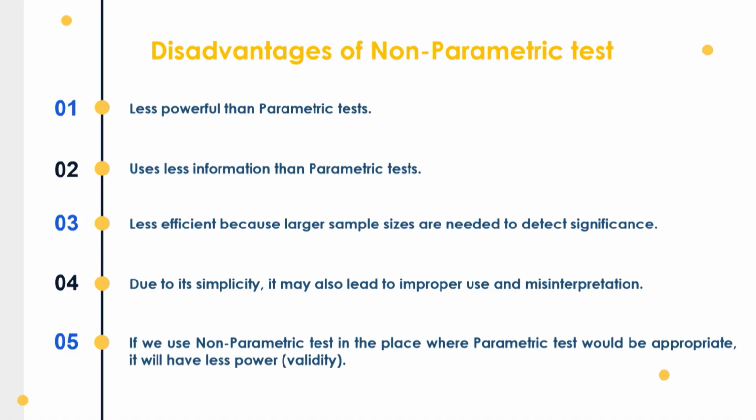The second thing is that it uses only less information. The reason is that in the parametric test we use the original observations, while in the non-parametric test we use the ranks of those observations, so we lose certain information. So, the parametric test is a little more powerful than the non-parametric test. At last, if you use a non-parametric test in a place where a parametric test could be appropriate, it will have less power, that is, the validity of the result will be much less compared to the significance.